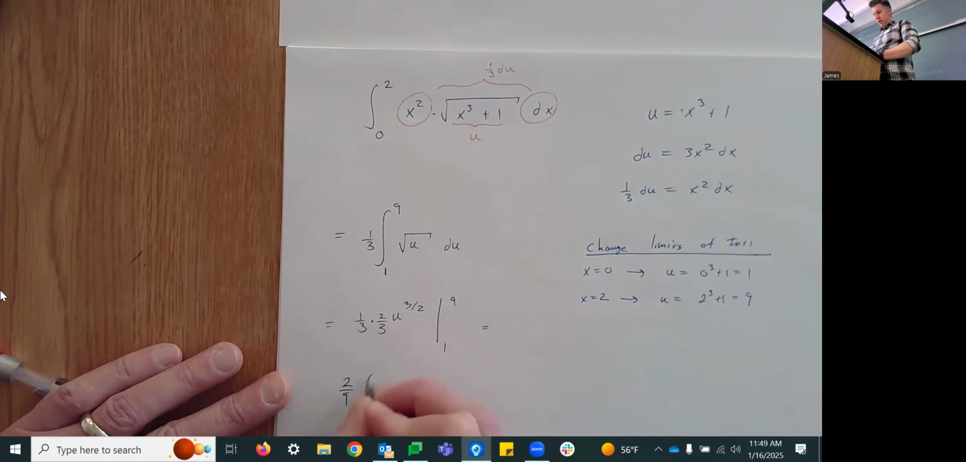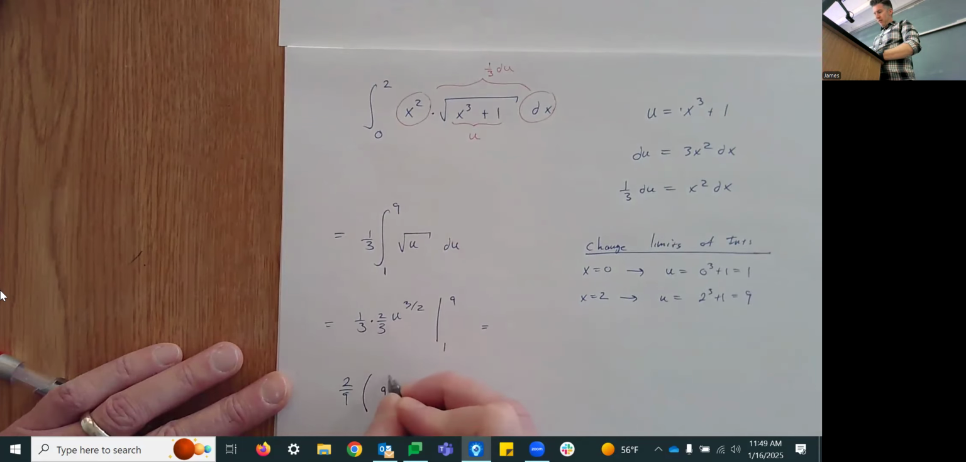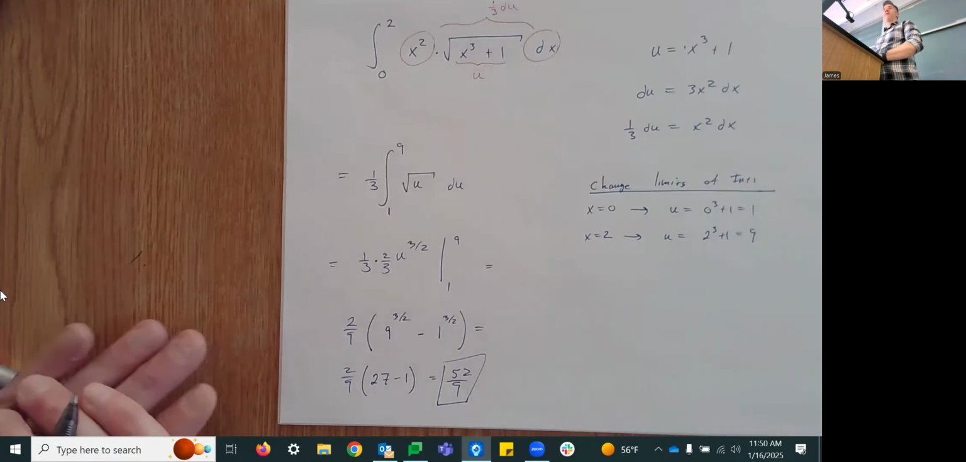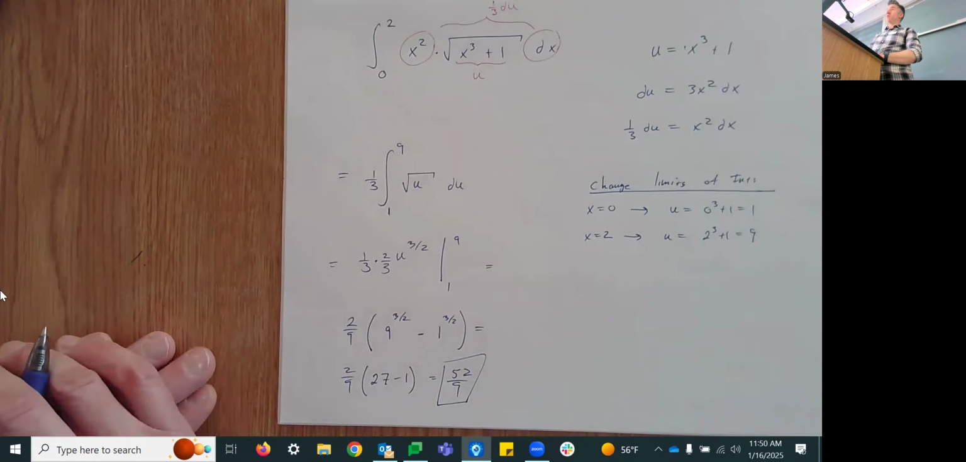2/9 times 9 to the 3/2 minus 1 to the 3/2. 9 to the 3/2 is the square root of 9 cubed, which is 3 cubed, which is 27, minus 1. That's 26 times 2/9, that's 52/9. That's how I would prefer to do it, how I prefer that you do it.